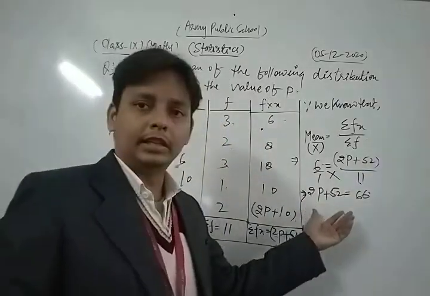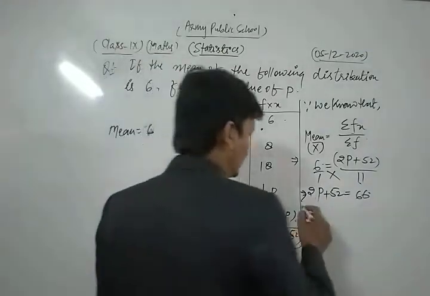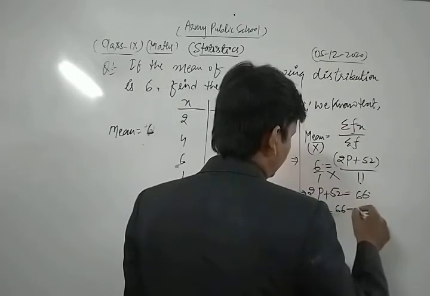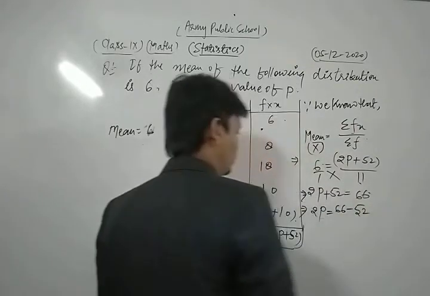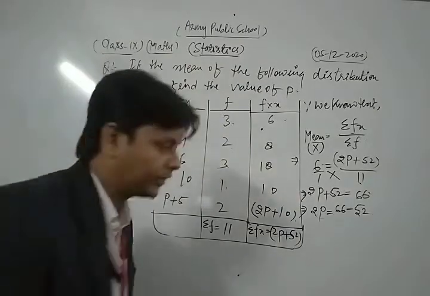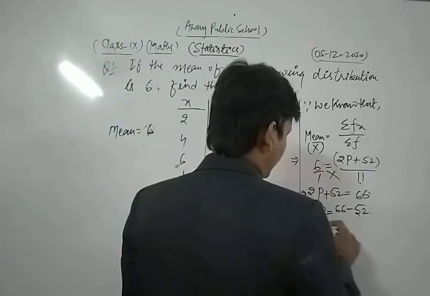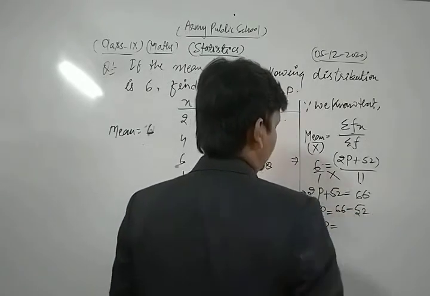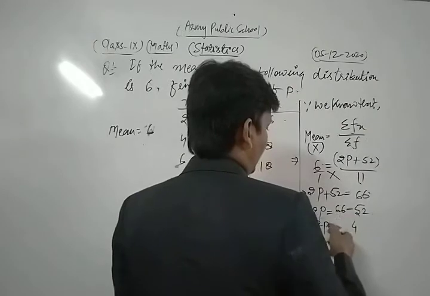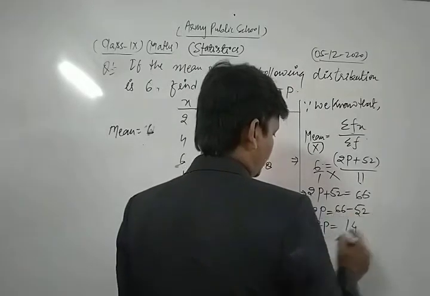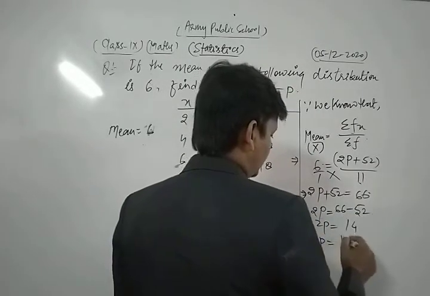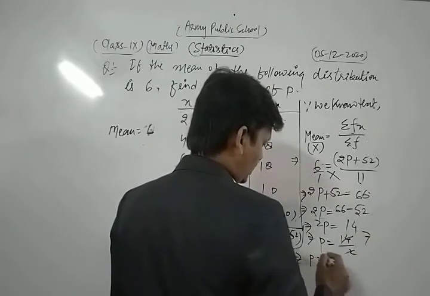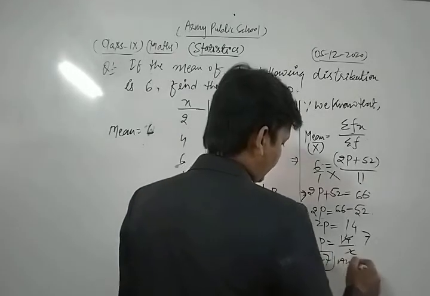Now we simplify that equation, so we get 2p is equal to 66 minus 52. 66 minus 52 gives us 2p is equal to 14. Thus the value of p will be 14 upon 2, that is 7. Thus the value of p is 7. This is our final answer.